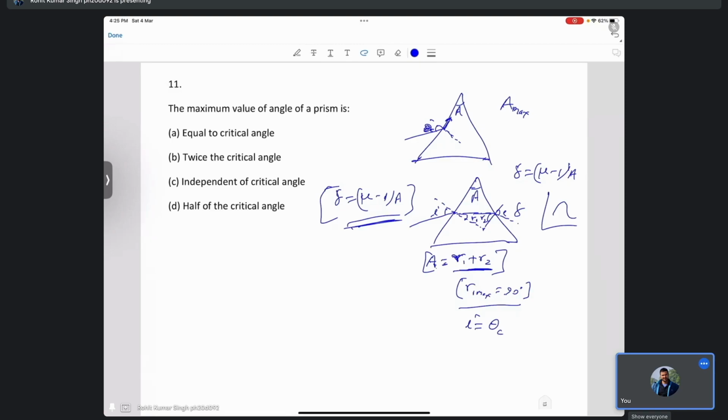So then you have A equal to 2 theta C, because R1 will also be the critical angle, R2 will also be the critical angle. So the correct answer is twice the critical angle. You have to just remember this result. This is a standard result.